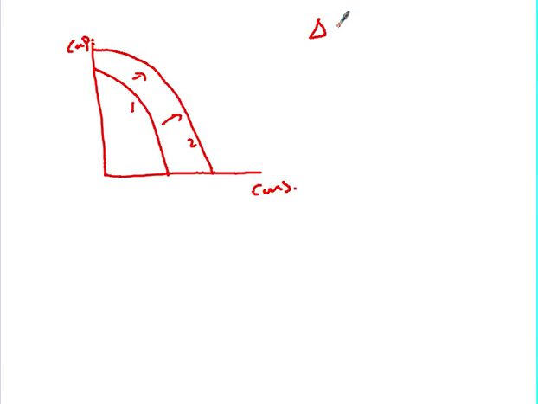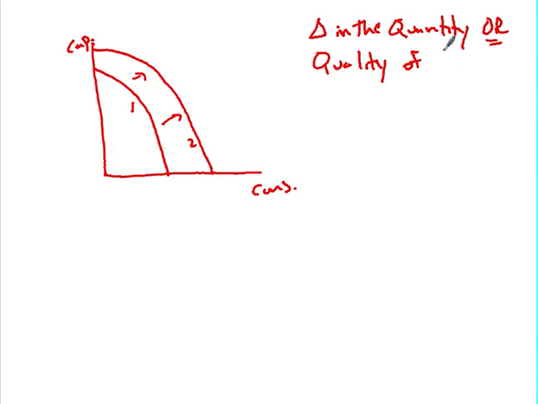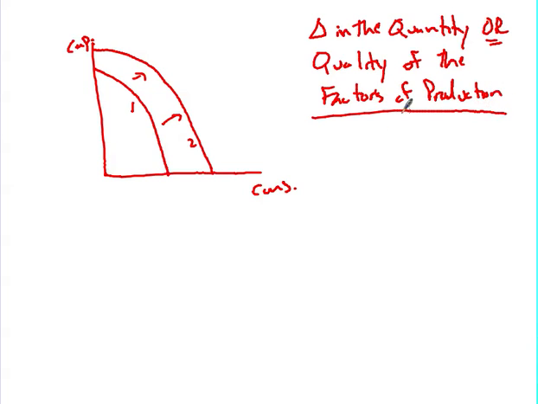Remember, delta is a change in the quantity or quality of the factors of production. Okay, so let's look at how that works.